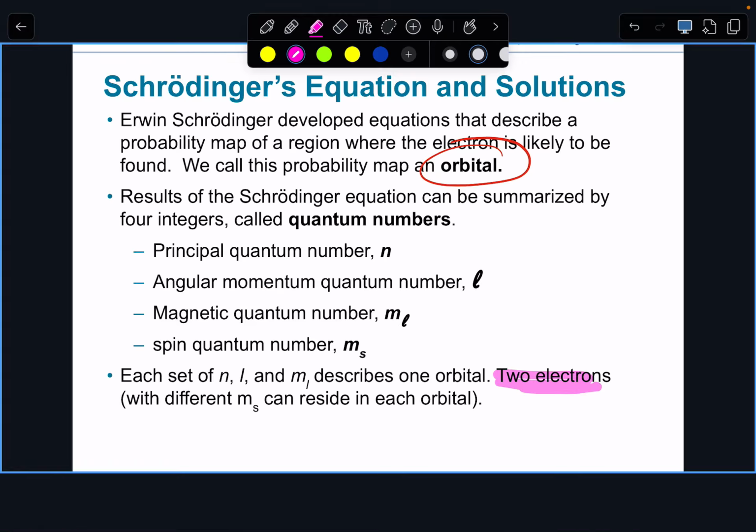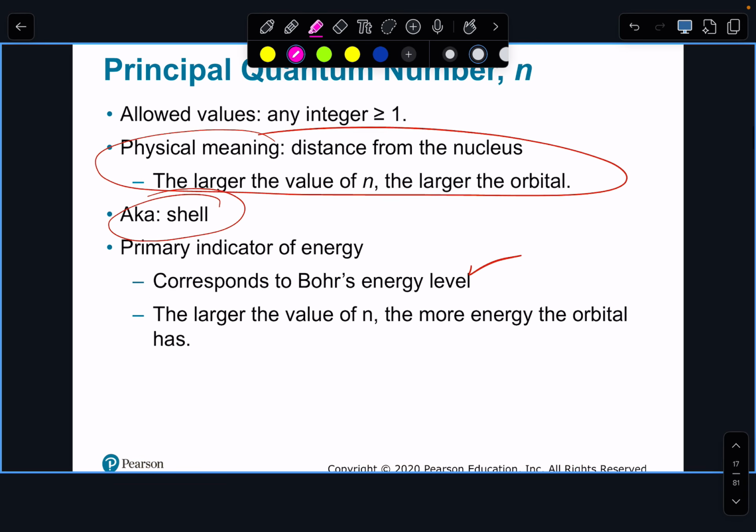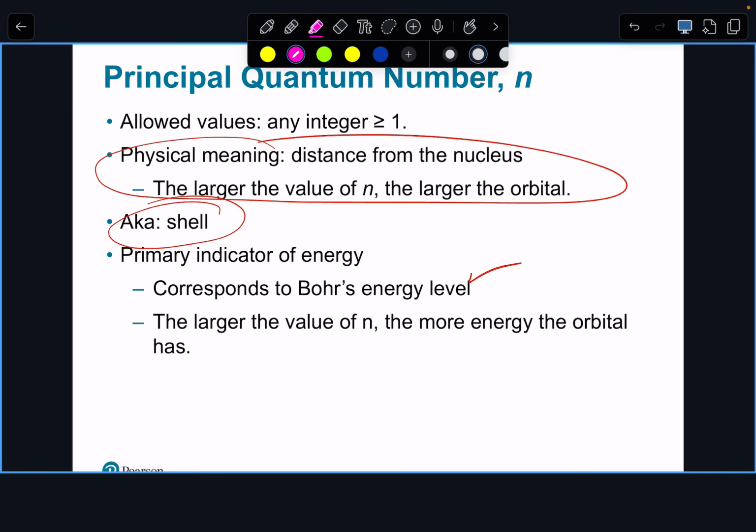Okay, so the first one, the principal quantum number, the biggest thing it means is the distance away from the nucleus. If I have n equals 1, n equals 2, n equals 3, the bigger number means the outer edges of that region of space, that orbital, are further away. It's not that the electron is limited to that distance, it's that the outer edges are that far away.